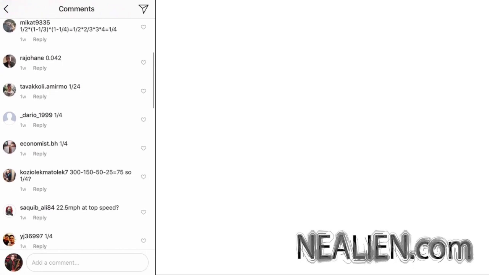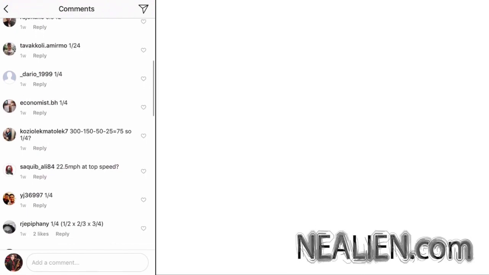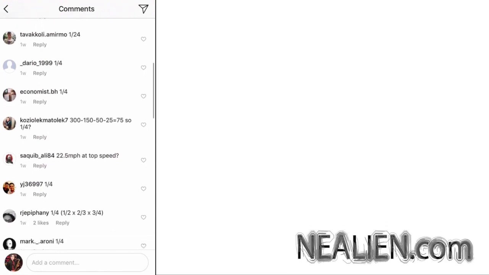The next person says 22.5 miles per hour. I'm not sure how they got that, but that's not correct. Next one says 1/4. That's correct. Next one says 1/4, and they use a pretty compact method, 1/2 times 2/3 times 3/4.